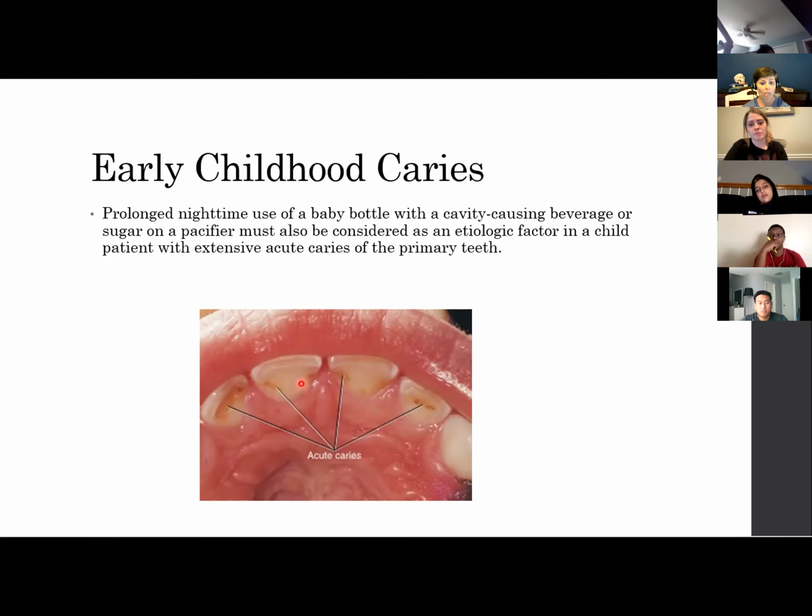It used to be called baby bottle rot or baby bottle decay, but it's now early childhood caries, and that's for any child under the age of 5 that has tooth decay. About 20% of children under the age of 5 have tooth decay. That's just under 5. Okay.